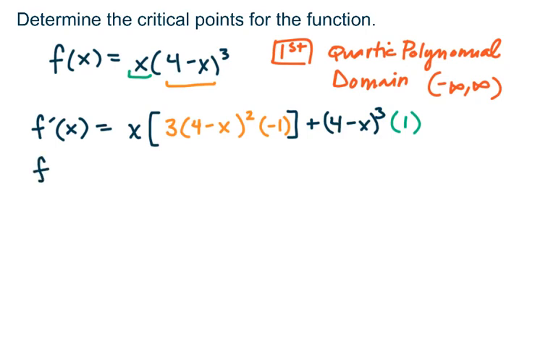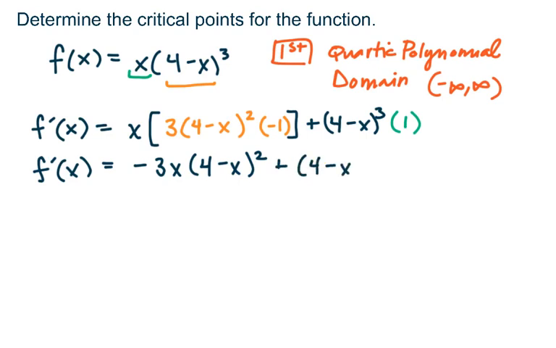So my derivative, f prime of x, equals -3x times 4 minus x quantity squared, plus 4 minus x cubed. Now, we're going to need to solve this equal to 0, and right now it's kind of messy for us to deal with. So we're going to factor it.